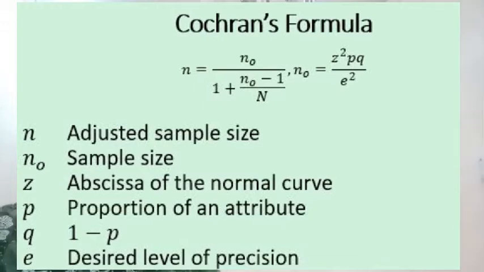But if your study is experimental, z will not anymore be 1.96. P is the proportion of an attribute. Q is 1 less P. E is the desired level of precision. You will use 0.05 for the value of E. But if your study is experimental, E will not anymore be 0.05. The uppercase N is your population size.